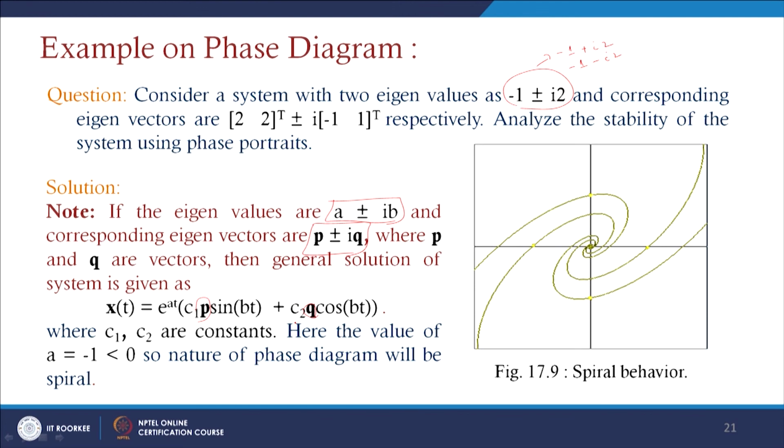And if you consider a equals to minus 1, suppose, then the nature of the phase diagram will be spiral. If you see, it is moving in this fashion here. Since this value is negative, always exponentially it will trace back towards the point 0 there.